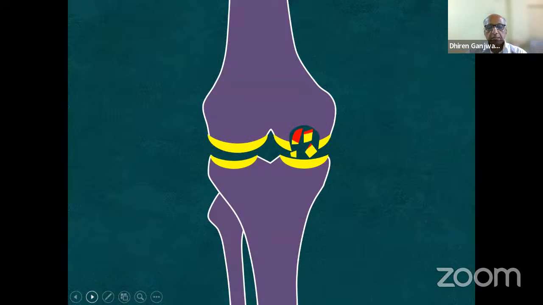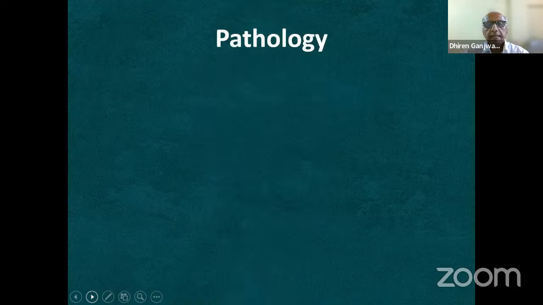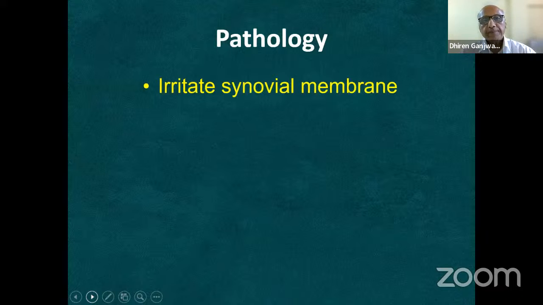Now the process continues. The child continues to run and walk. He or she may have pain, but ultimately the separated piece goes on crushing between the two bones, the femur and the tibia, and ultimately the big piece gets converted into smaller pieces. Now these smaller pieces are able to come out from between the two articular surfaces, and they go into the joint. They are free to move in the joint, and it irritates the synovial membrane.